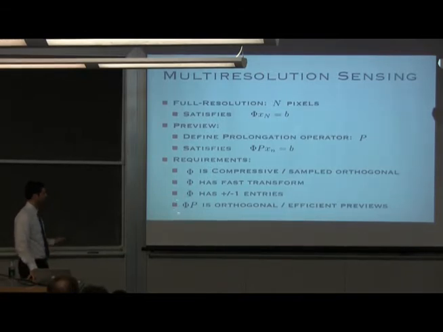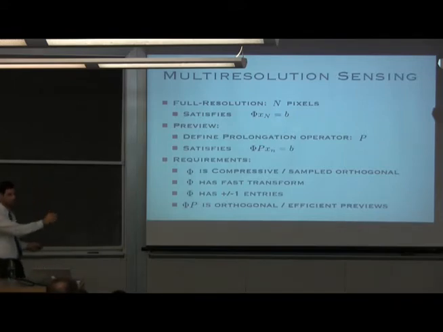And finally, the toughest requirement of all is that the product of phi and P also has to be an orthogonal fast transform. The reason being that this is the equation that we solve to obtain the low resolution preview. If phi times P has a bad structure, it'll be too expensive to solve this problem. We want the product of phi and P to still be an orthogonal transform so that we can just apply its adjoint in order to reconstruct the image.